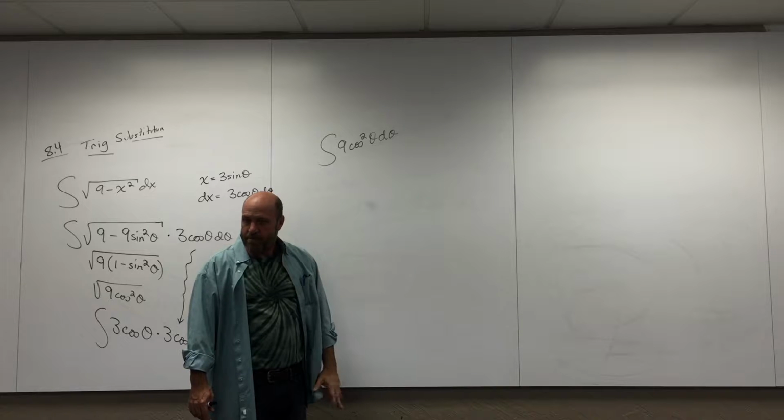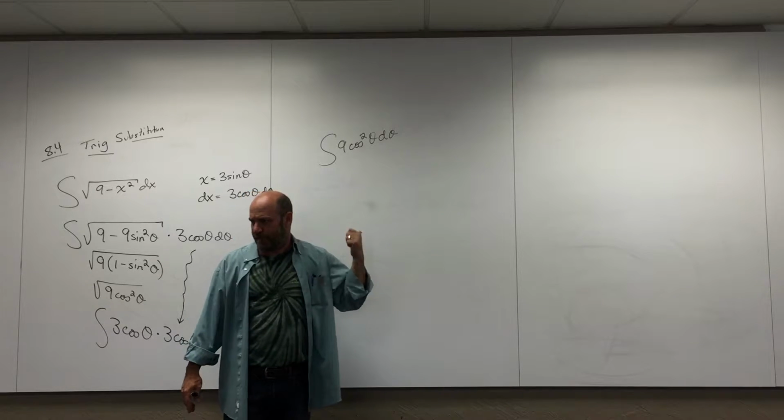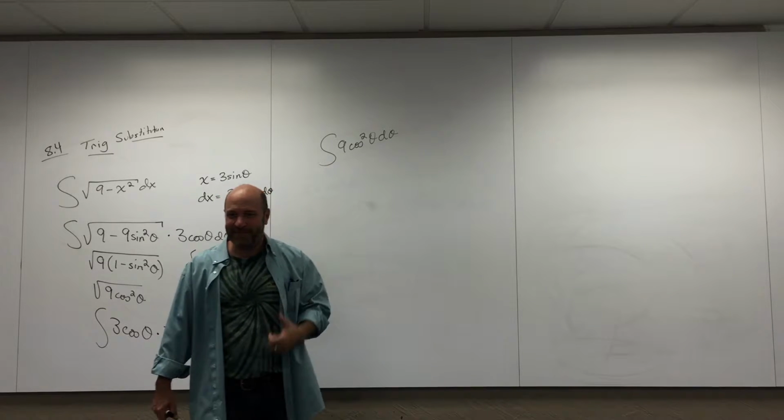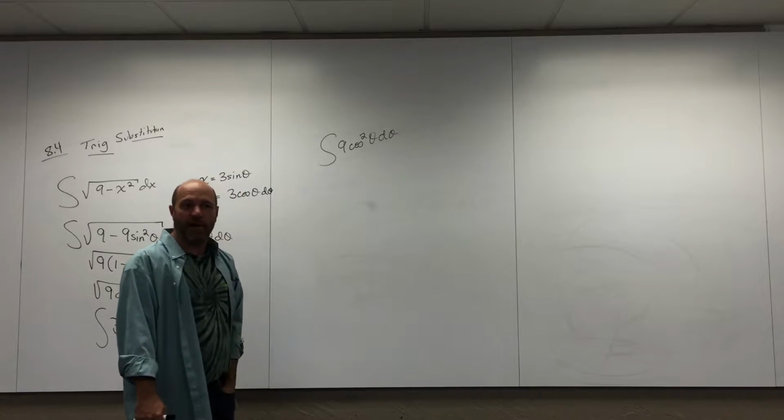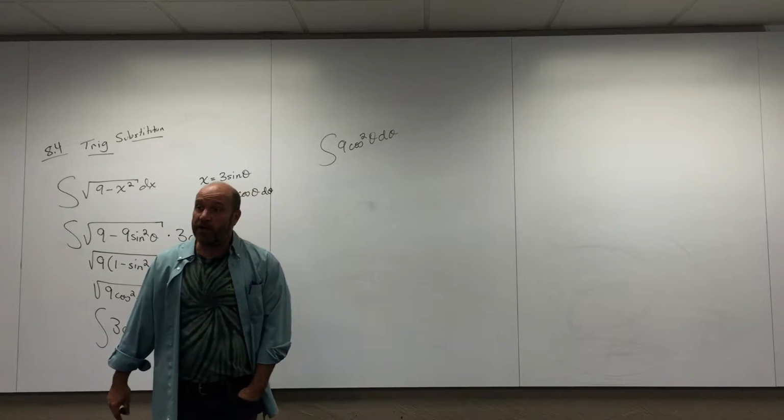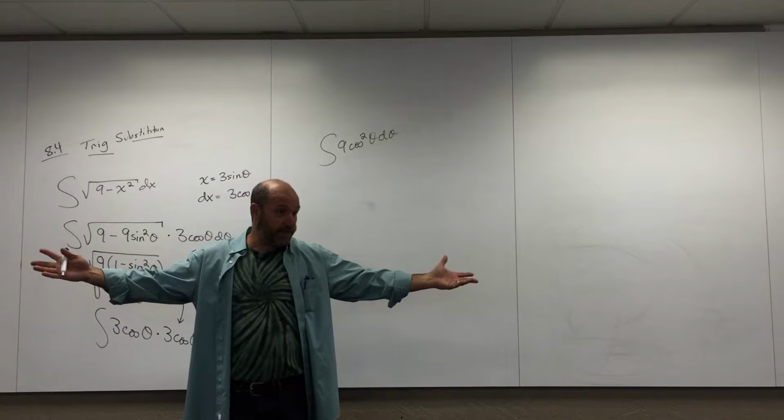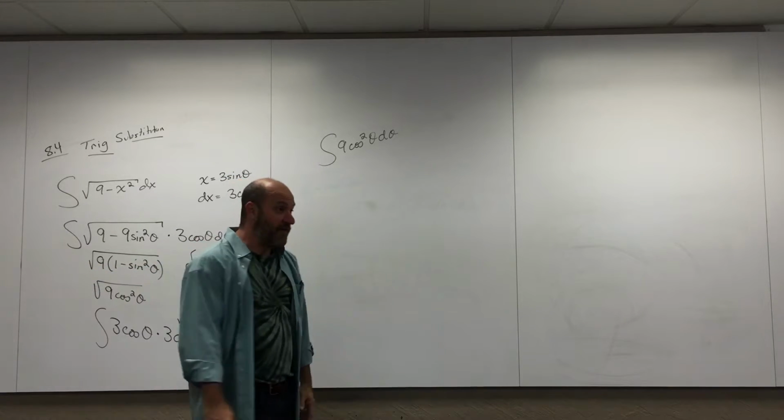You with me? I mean, we did, but it was just 30 minutes ago. So I know how to do a cos squared. There's only one way to do a cos squared. You use the half angle formula. You don't do odd man out. You use the half angle formula.